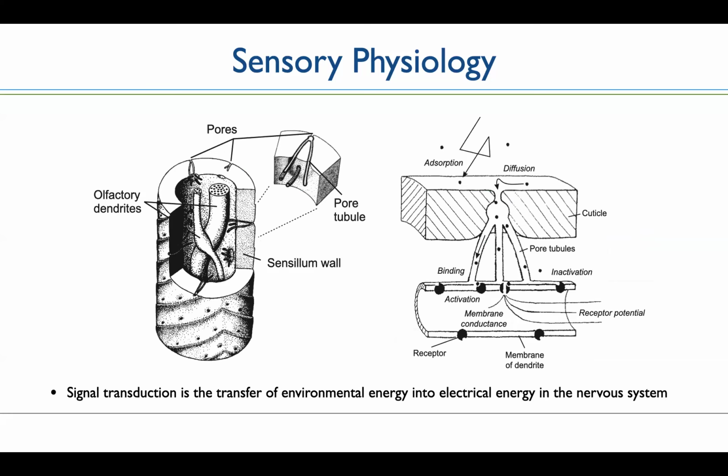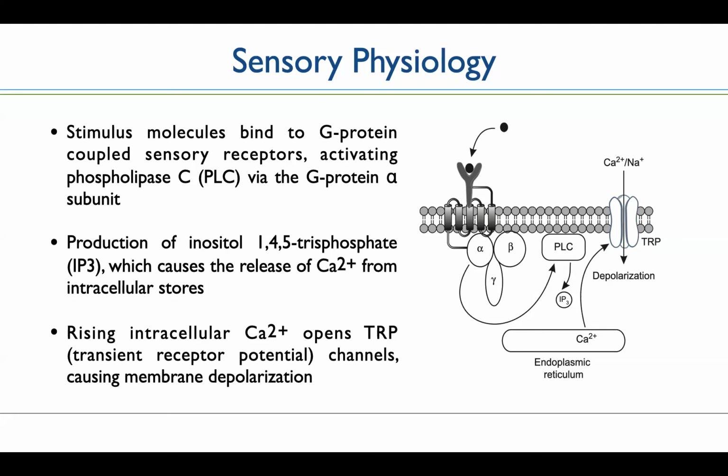Okay, so I want to move on from this environmental energy to electrical energy. I mentioned these G protein coupled receptors. These stimulus molecules bind to these GPCRs and activate this phospholipase C. Here is the G protein alpha subunit that the molecule is associating with. Once the PLC is activated, it produces inositol triphosphate, or IP3, and that stimulates the endoplasmic reticulum to produce calcium.